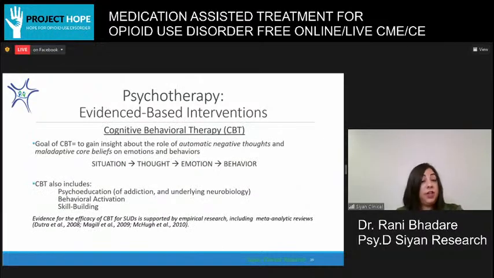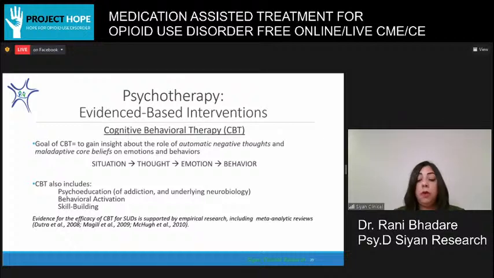Another evidence-based intervention for opioid use disorder is cognitive behavioral therapy, also known as CBT. The goal of CBT is to gain insight about the role of automatic negative thoughts and maladaptive core beliefs on emotions and behaviors. CBT tends to follow this flow where a situation happens. It may also be labeled an activating event or a trigger, which prompts a thought. That thought is going to impact the person's emotion or mood, which then may impact their behavior or the things they choose to do.